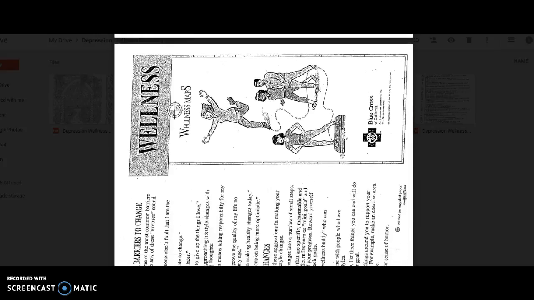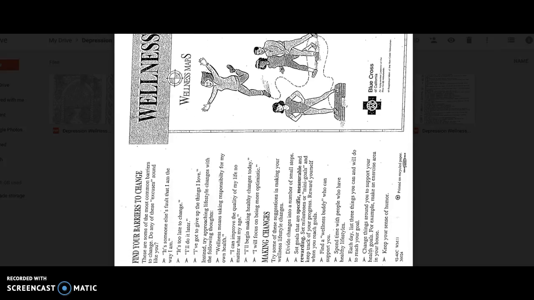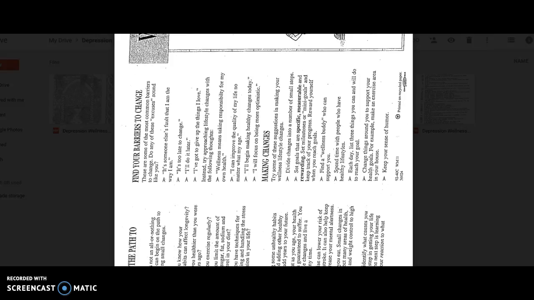All right, so the next thing, and you can download this and print it out, but this was a little wellness brochure I've had for years. I got it from Blue Cross, probably in their health and prevention, or somewhere I picked it up.